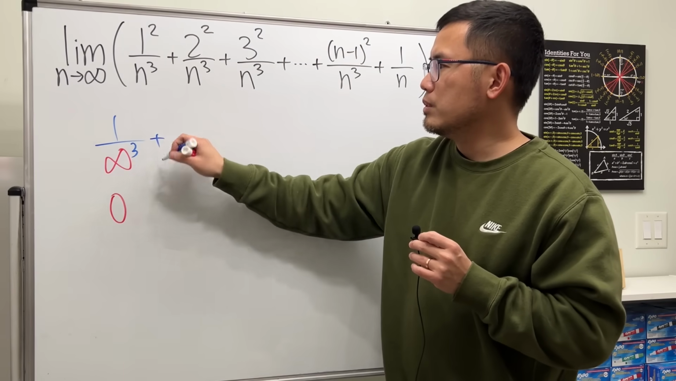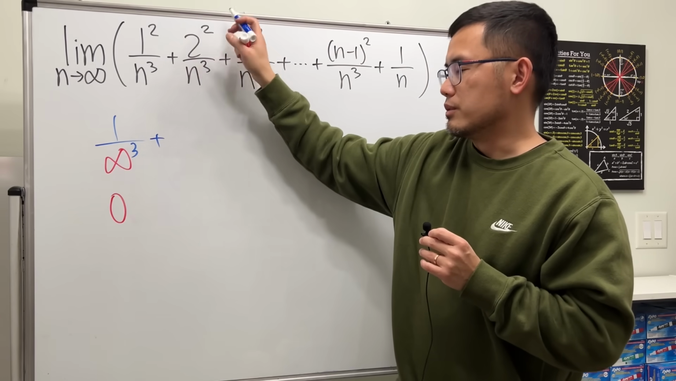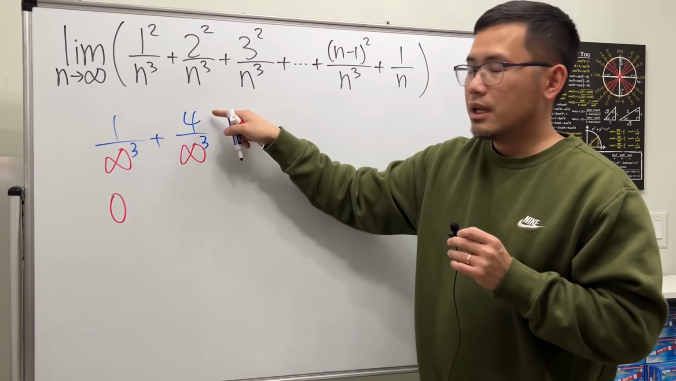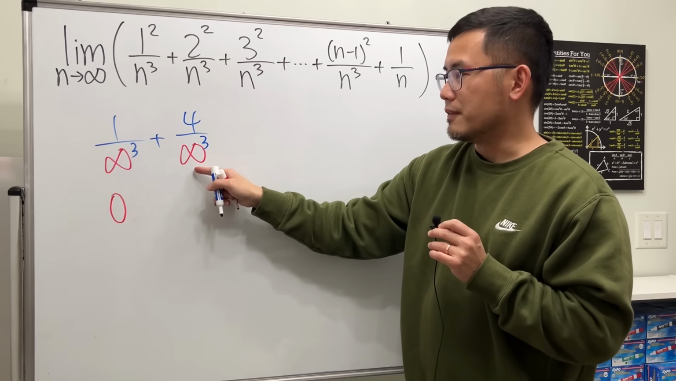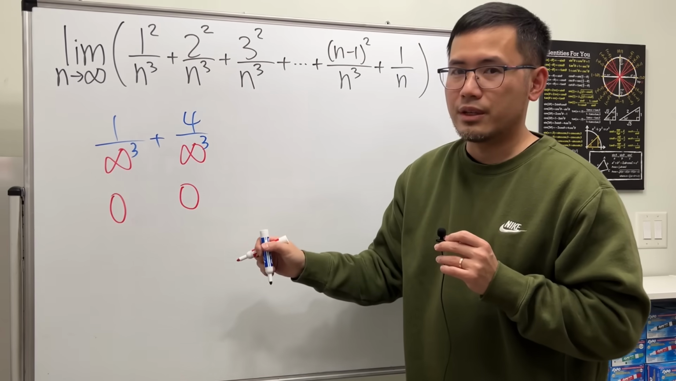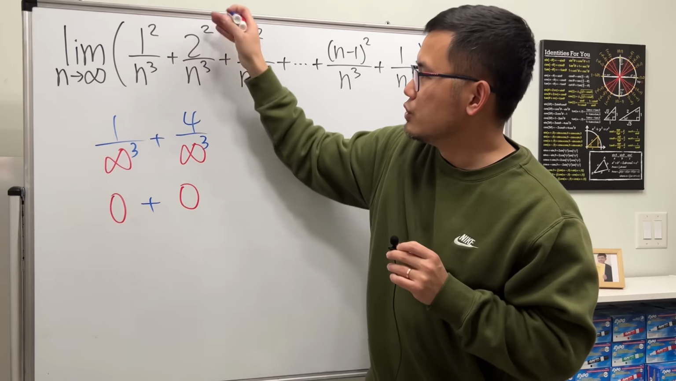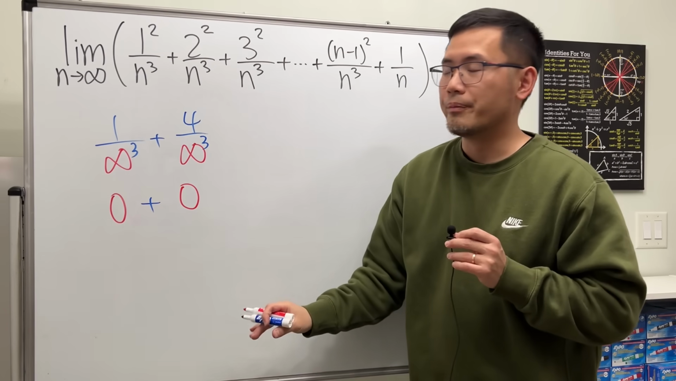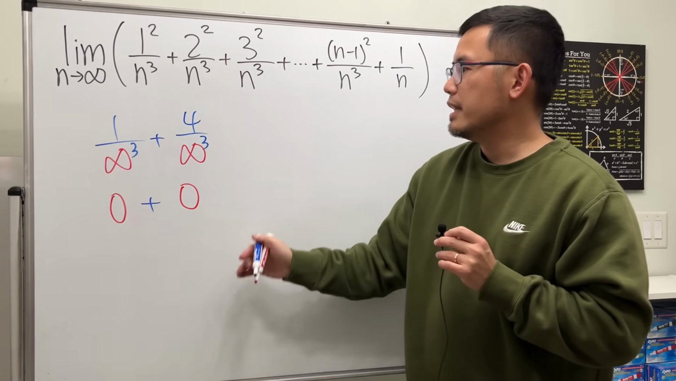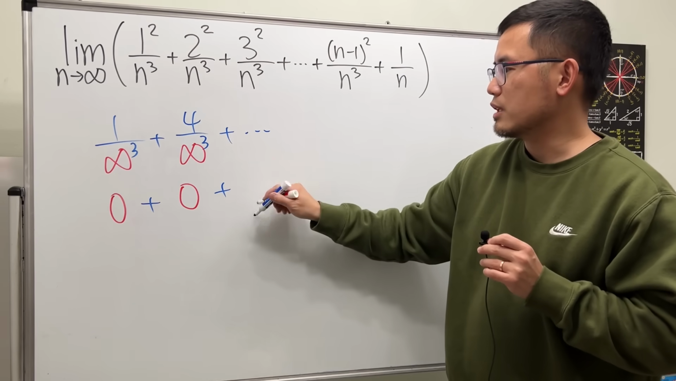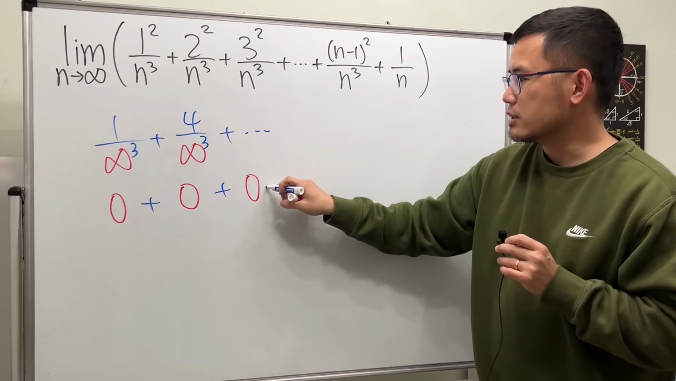And if you plug in infinity here, 2 squared is 4 over infinity cubed. The top is finite, the bottom is infinity, so we get 0 again, right? And again, if I don't have anything else, just this part, I agree, we get 0. And then we have to add them up, and the next one is going to be the same thing, and then the next one is just 0, and so on, so on.